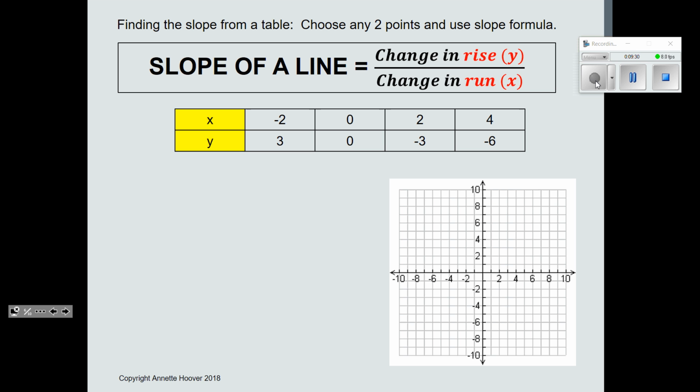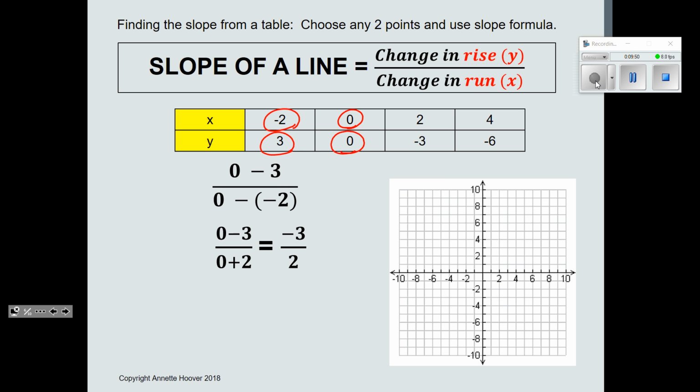Okay, another practice. Here's a table, 4 ordered pairs. I can choose any of the 2 that I would like to. In this example, I'm just going to choose the first 2. 0 minus 3 for the y's. 0 minus a negative 2 for the x's. I subtract the y's on the top and the x's on the bottom. So on the top I have 0 minus 3, which is a negative 3. And I have 0 plus 2, which is a positive 2. So our slope is negative 3/2.